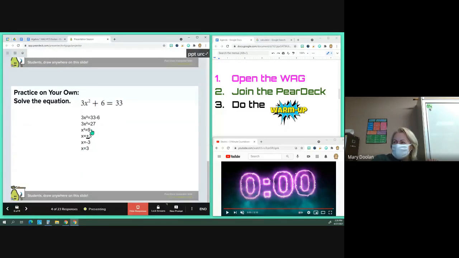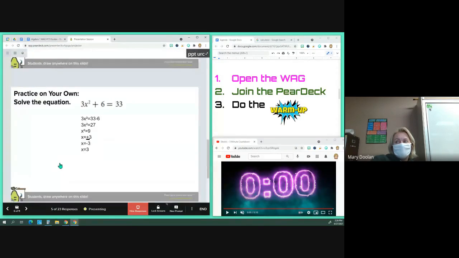Make this person a little bit easier to see here. So 3x squared equals 33 minus 6, which is 27. Divide both sides by 3. When you take the square root of both sides, you get x is equal to plus minus 3. The square root of 9 is 3. And so these are the 2 answers. x is either negative 3 or positive 3. And if you plug it in, you would get a true equation with both of these values of x.